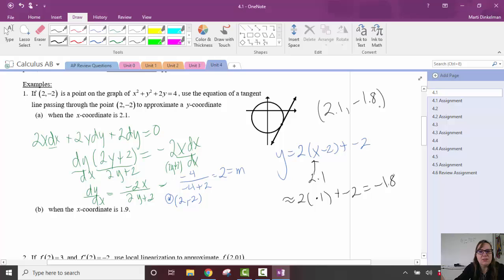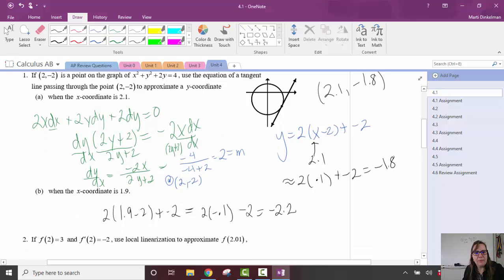Now, of course, that's an approximation because we're using this tangent line here. And for 1.9 then, we're going to do the same thing. So we'll plug in a 1.9 for x. So in here, we're going to get 2 times negative 0.1. So we're going to get negative 2.2 for that one. So that's our approximation for that.